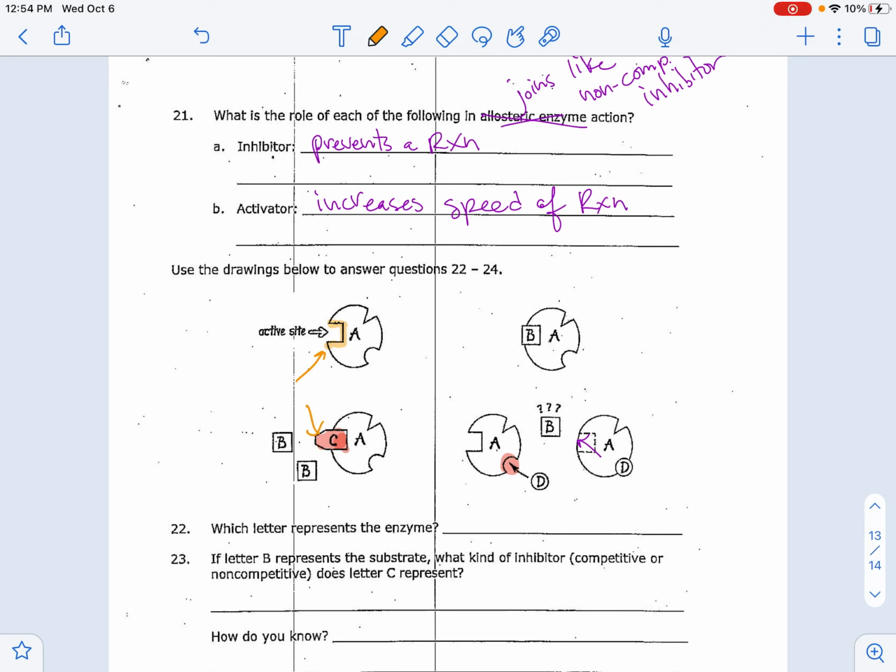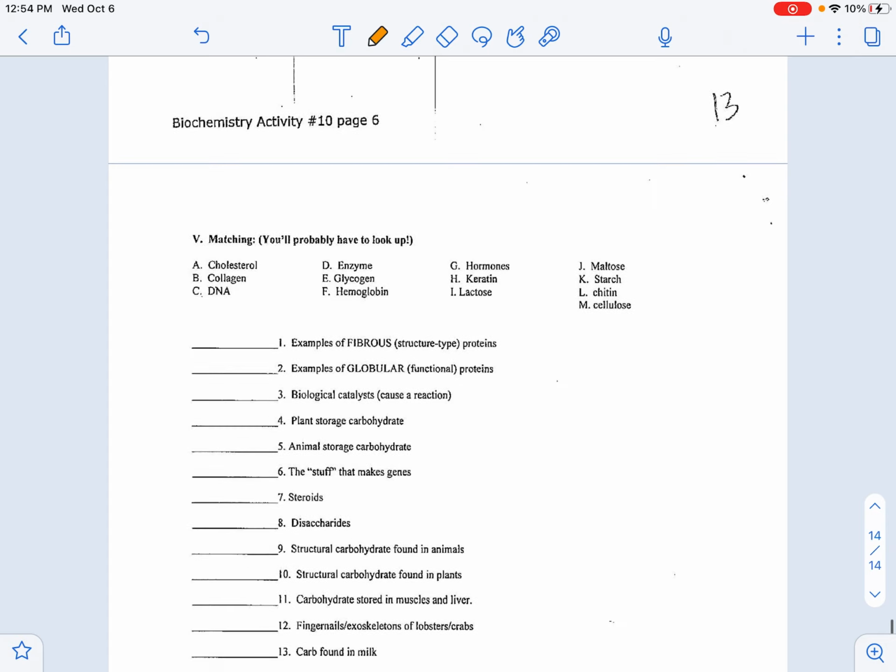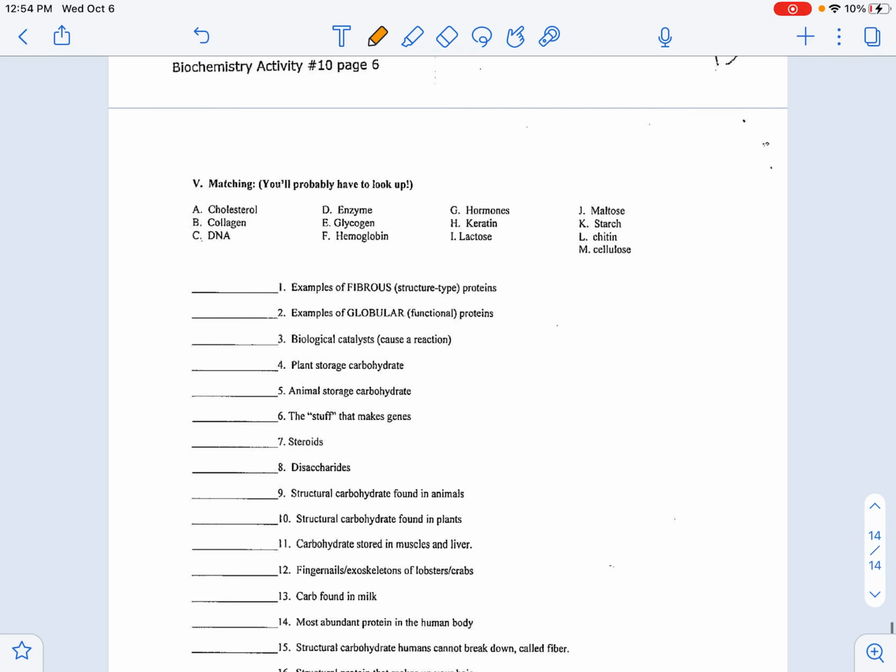Now a non-competitive inhibitor, this is the same enzyme, so if you look, it's the same enzyme, but this guy is joining right here. That's a non-competitive spot. So what it does is it pushes the active site out so that B can't get in there. If it can't get in there, it can't get broken down. And then these are awesome, and this is very similar to what your test will be.